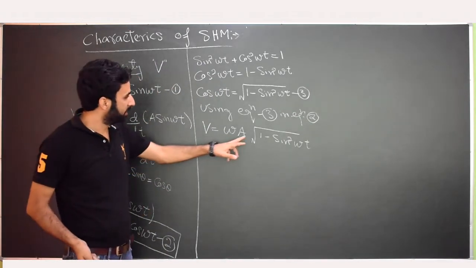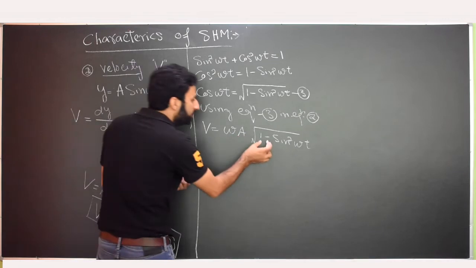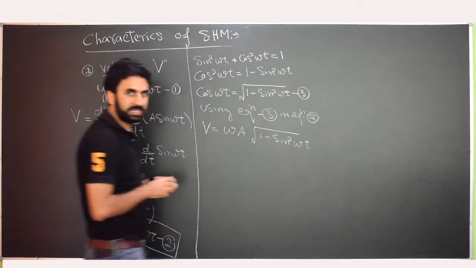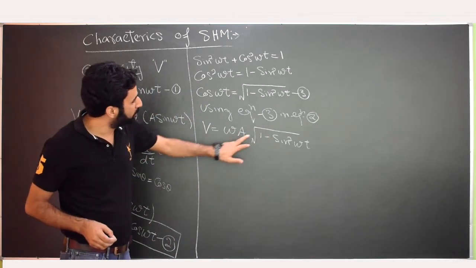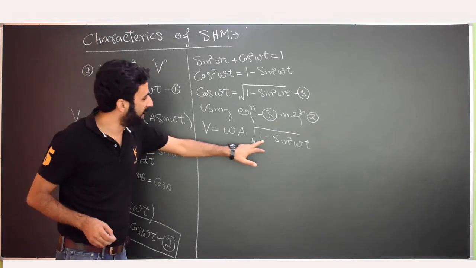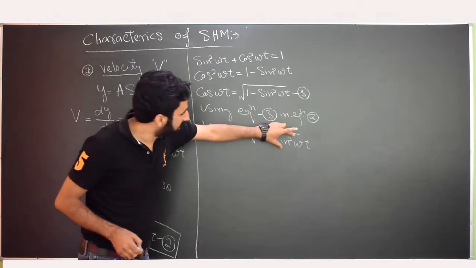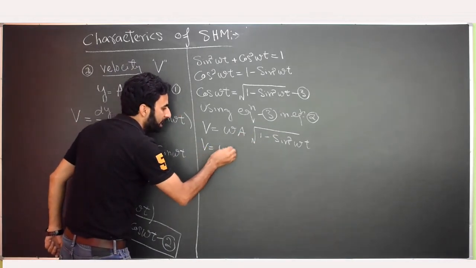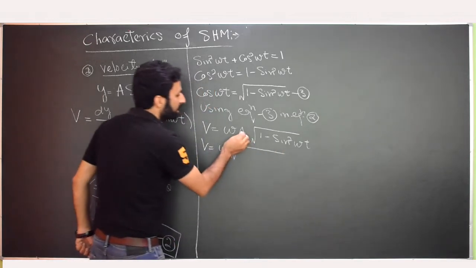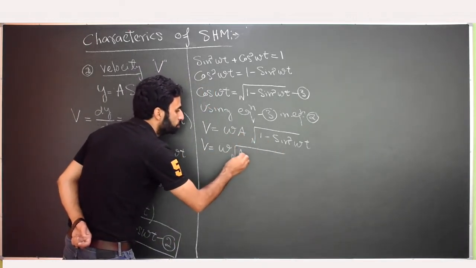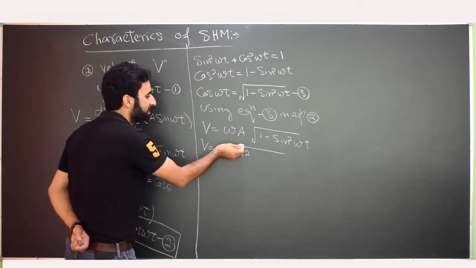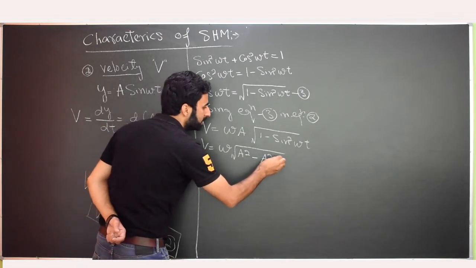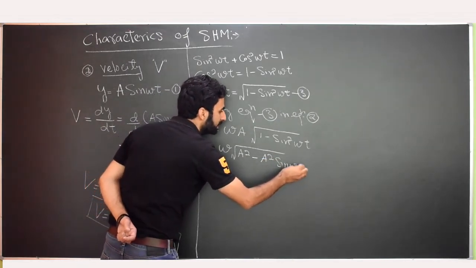Now if I take this A within the root, I have to write A square because the square and the root later will cancel. So I multiply this A square with 1, and similarly I have to multiply A square with this term. So if I take A within the root, I will write it this way: V is equal to omega under root of A square into 1, because I am taking A within the root, the square root once again cancels and A will come out, minus A square sine square omega t.